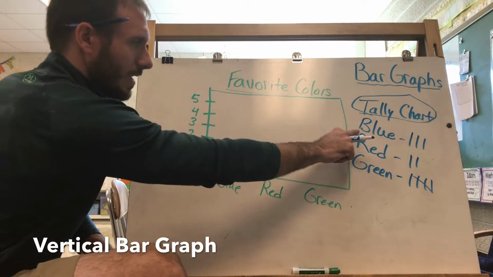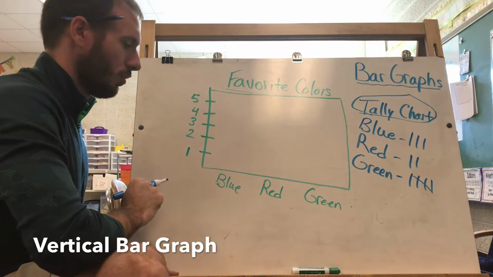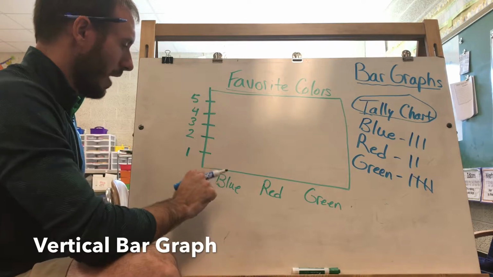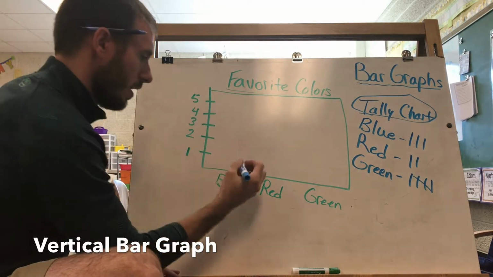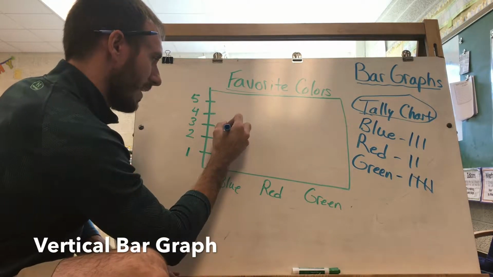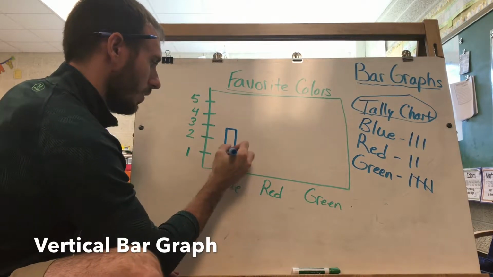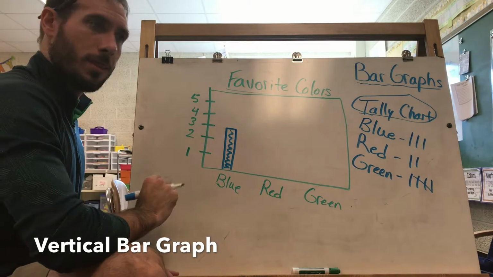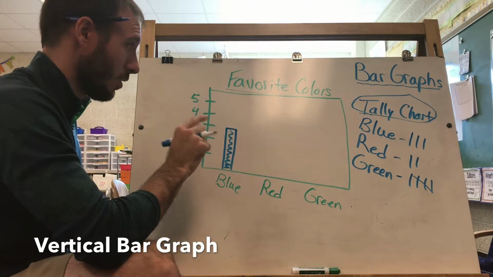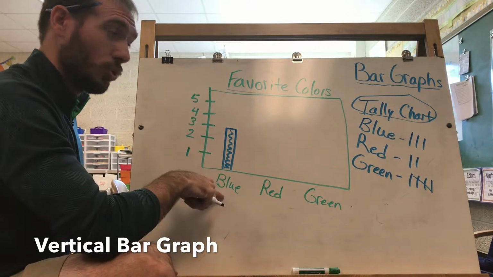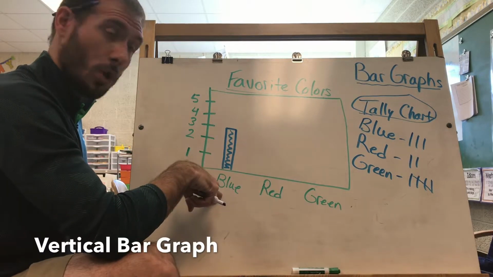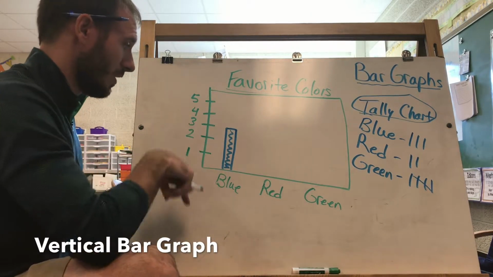So if I look at my tally chart, I count tallies 1, 2, 3. I'm going to make my bar graph go up to only 3. So if I'm making the bar, I like to just make a line first and then you can color it in a little bit. Okay. So just looking at this graph so far, I know exactly that my blue voting for the favorite color is going to be 3.